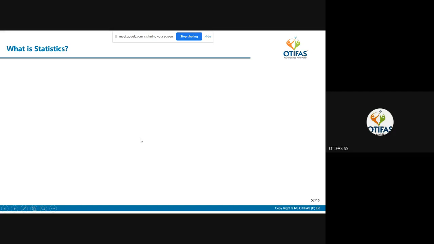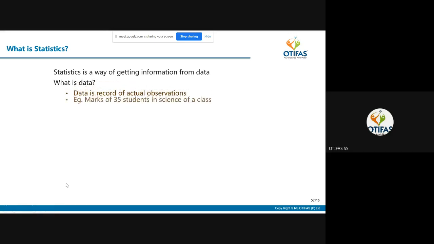Now, what is statistics? Statistics is a way of getting information. See, we talked about information. Now, statistics is one way of getting information from a data. What is data? You understood the data is actual observation. And for example, marks of 35 students in a science class. For example, you are chemical engineering students. The marks of 50 students, or marks of the complete student in MRC.